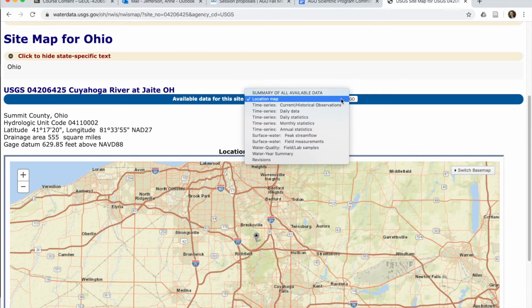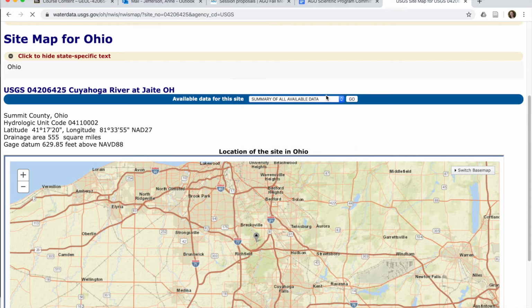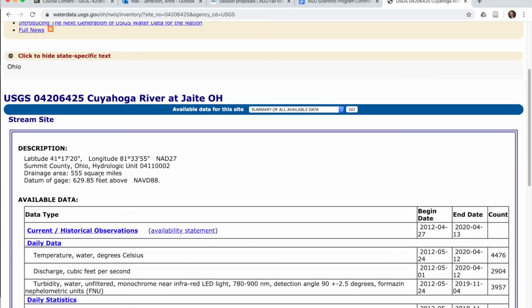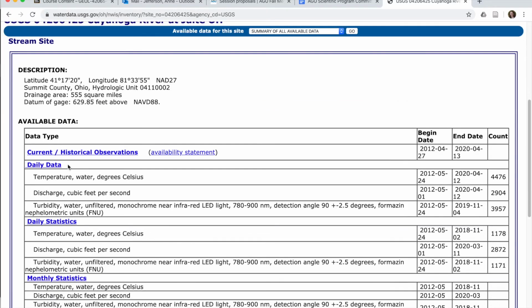What else can we find from this website? Let's go up to the summary of all available data. Okay, that gives us some basic information about the gauge again. We can link directly to those current and historical observations where we just spent some time. We can also see daily data. Remember that the gauge is recording in 15-minute increments, but that may be too much data for what we're trying to do if we're trying to get a big picture over a period of months or years. So what if we just took the average daily stream flow? That's what we'd see under this daily data tab.